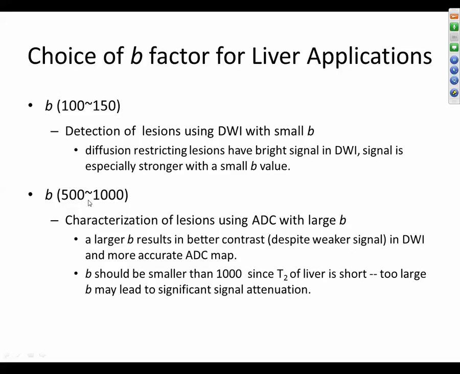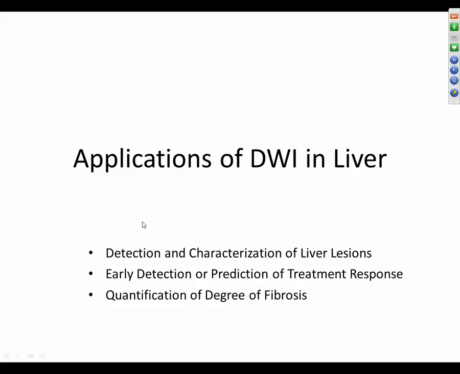This larger b value will lead to better contrast in the DWI, so it's better for the characterization of different types of lesions. And also the ADC map can have better accuracy with a larger b value. But in the liver, T2 is pretty short, so we cannot use a too big b value. If the b is too big, then the signal will decay too fast, and in combination with this T2 decay, the signal attenuation will be significant.